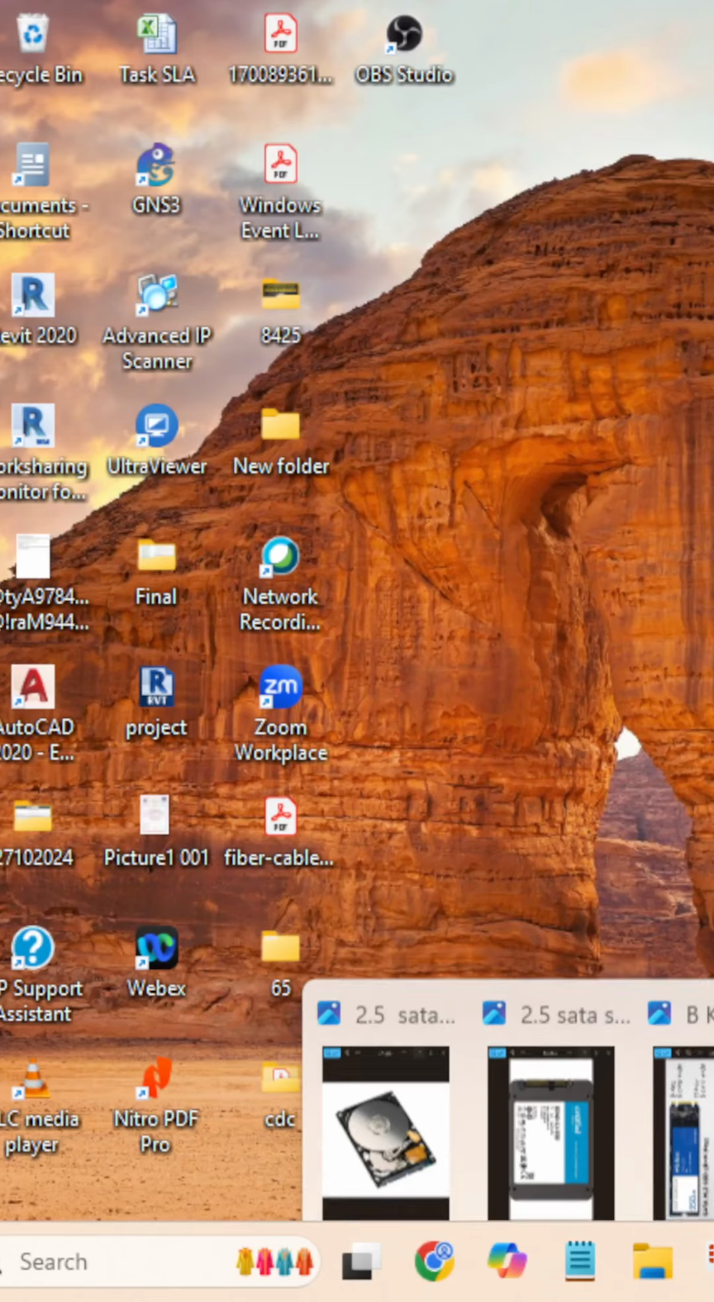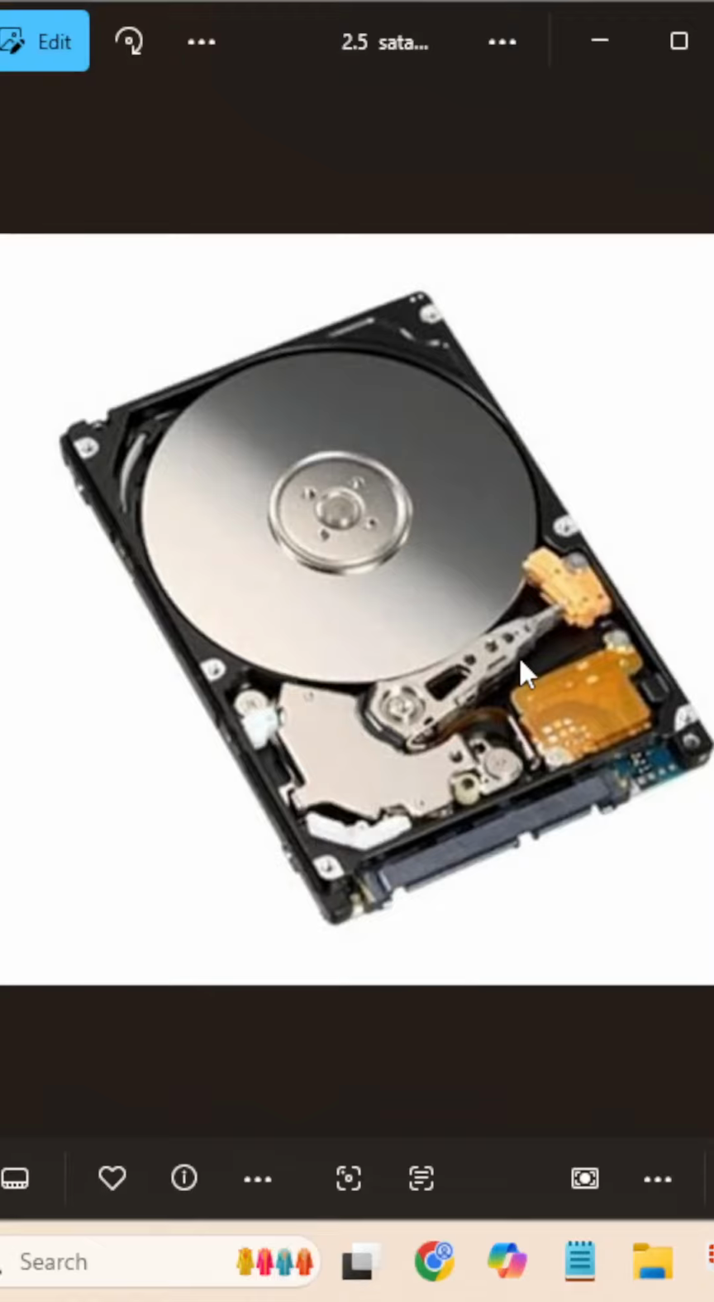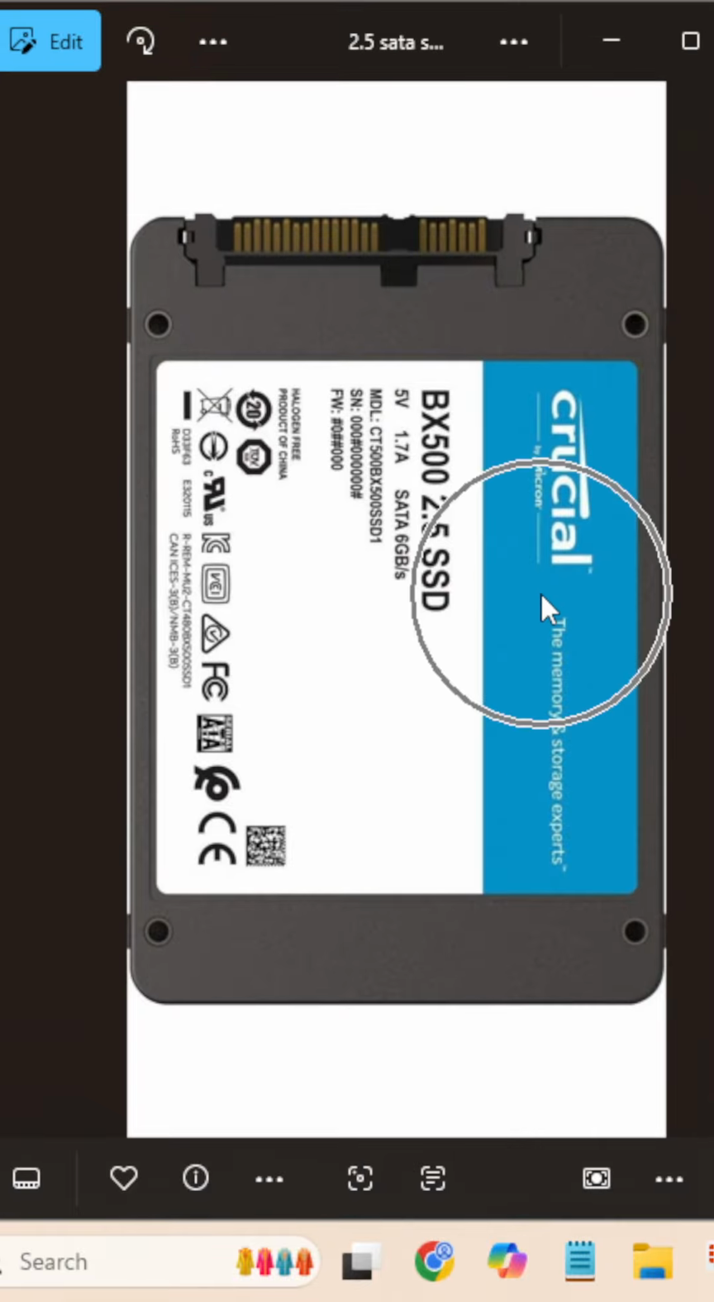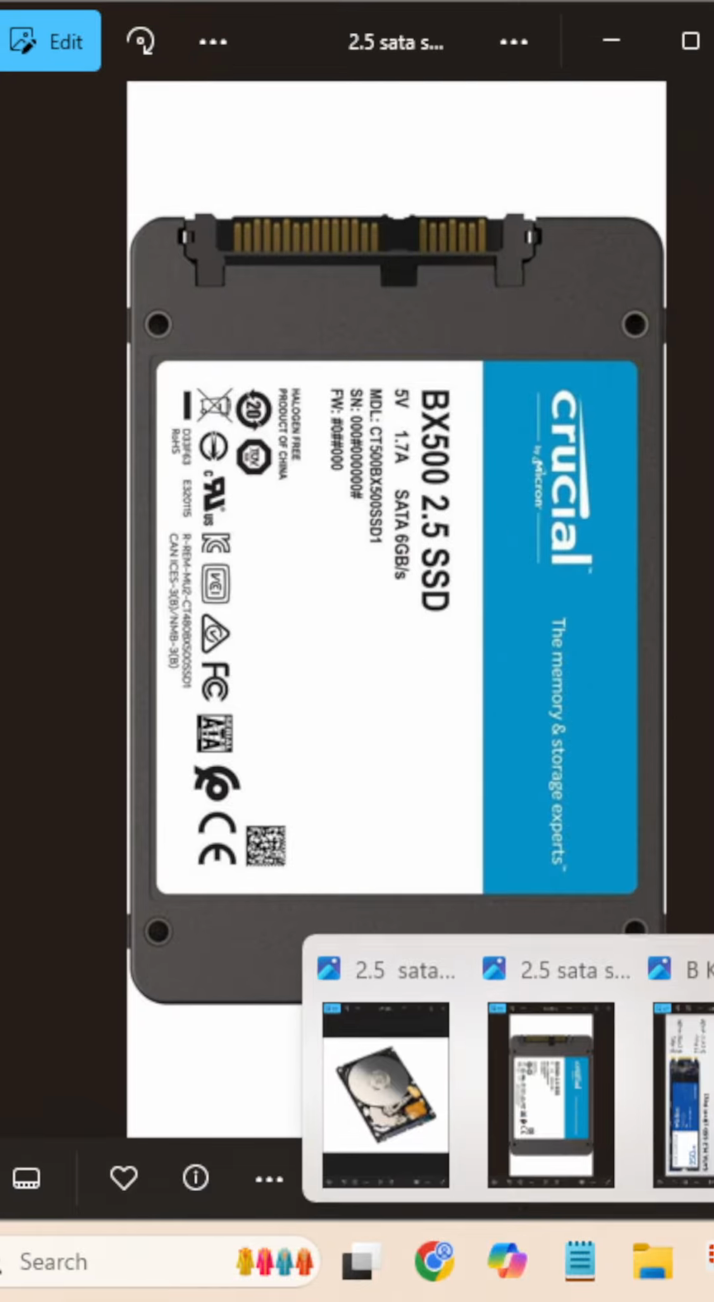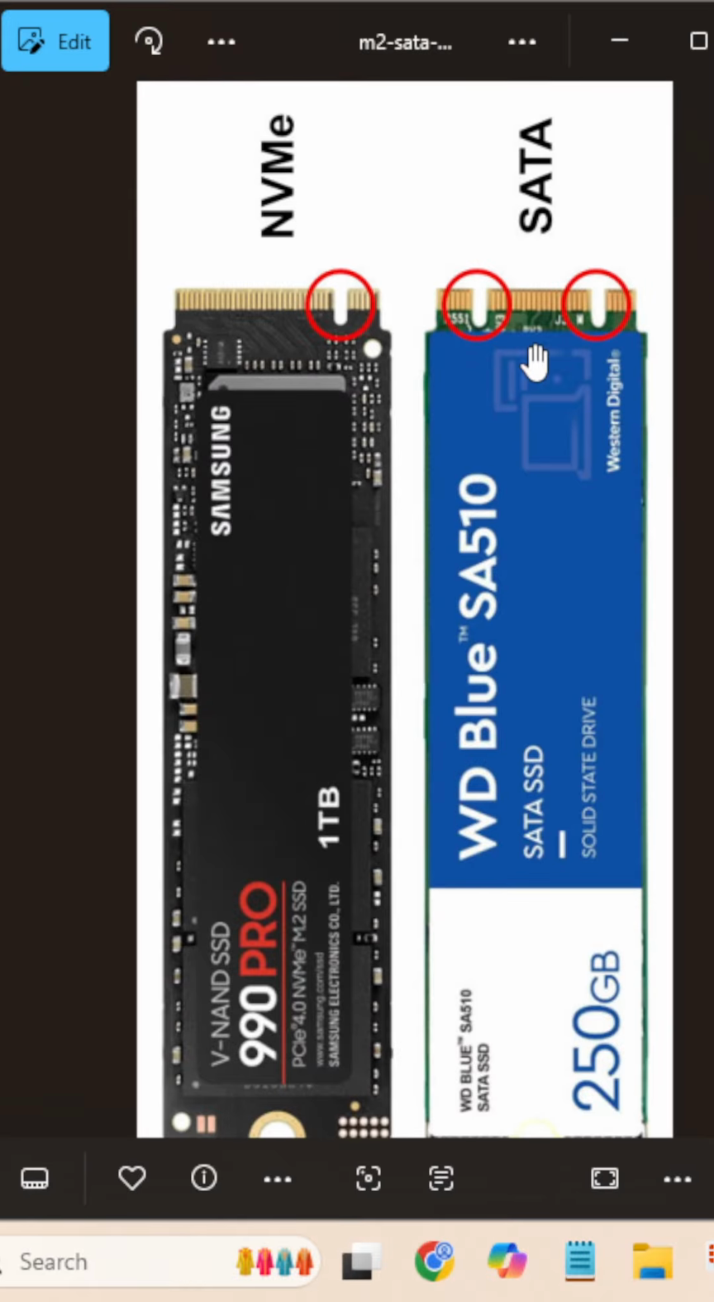In old computers, generally we see the traditional hard disk. This hard disk supports up to 160 megabytes per second speed, and the data transfer rate is also very slow. Later, the 2.5 SATA SSD came to the market, and it supports up to 500 megabytes per second speed. Later, the M.2 SATA SSD and the NVMe SSD came to the market.